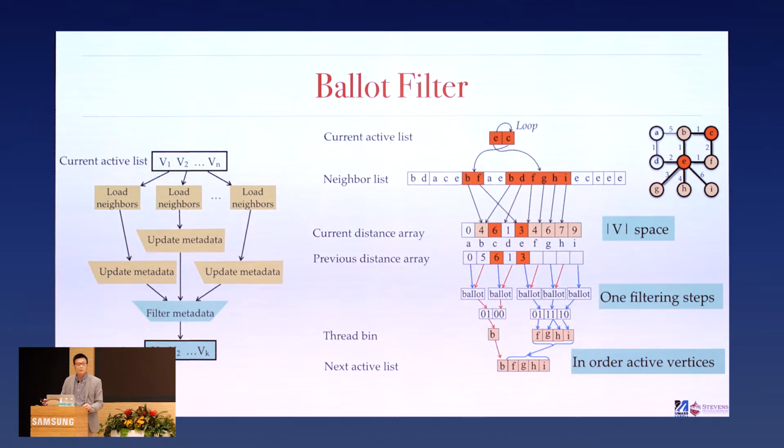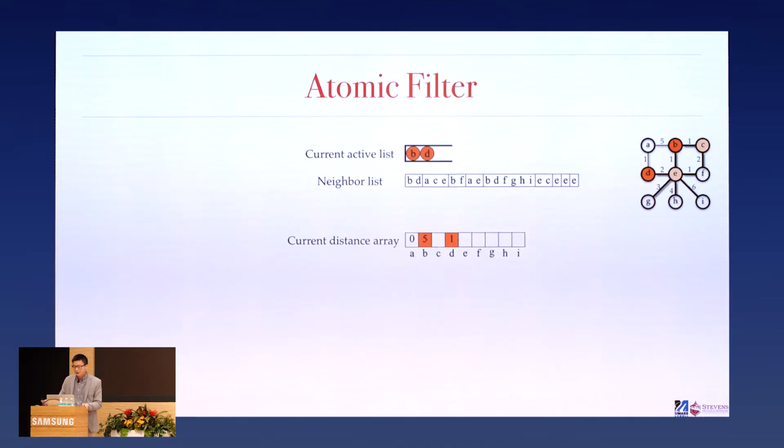And then we filter out those metadata using Ballot Filter so that the same group can generate an in-order active list, right? This is a little bit technical. If you want to know more, this is why it's open source on GitHub. And also you can shoot me an email if you want to know more details.